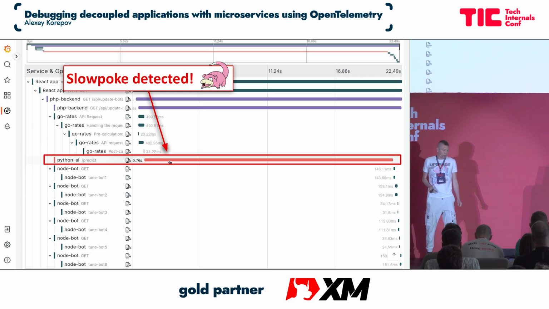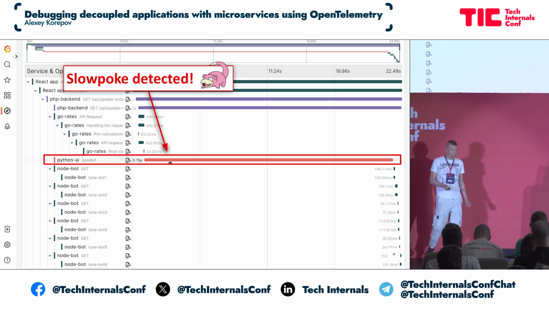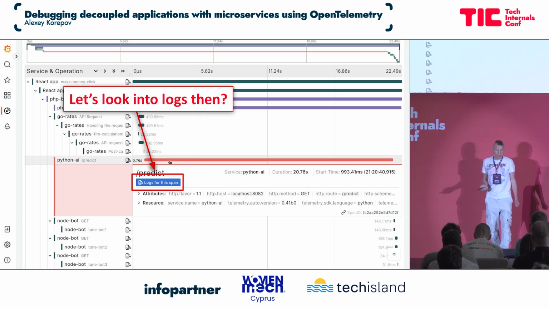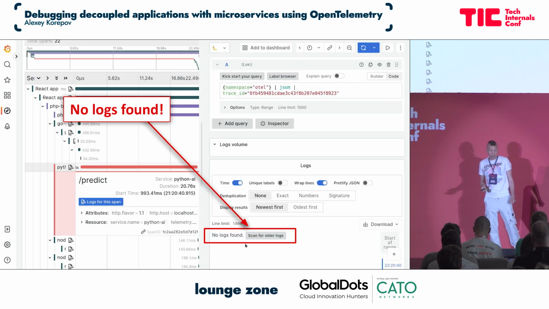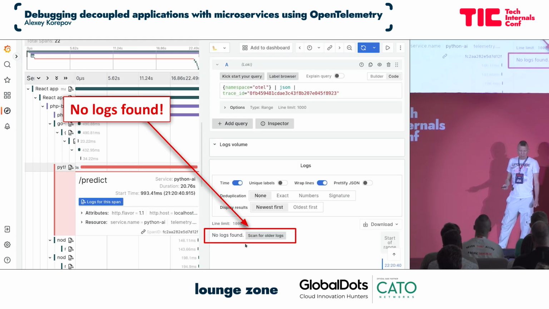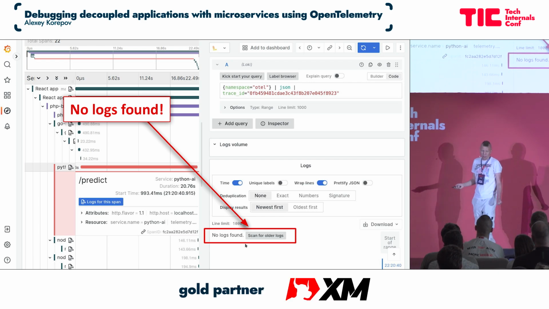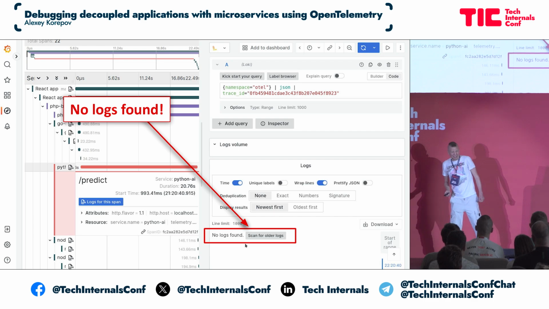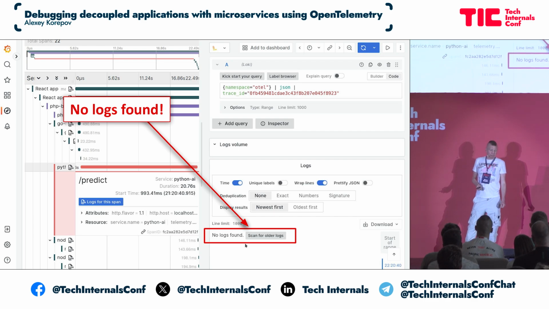We can, as usual, click on this line, and because no error happened, we see no exception there. But we can look into logs. Let's click on this button, and actually no logs found, because nothing unusual happened, just a slow response, nothing to write about it to logs. What should we do? What do we have?